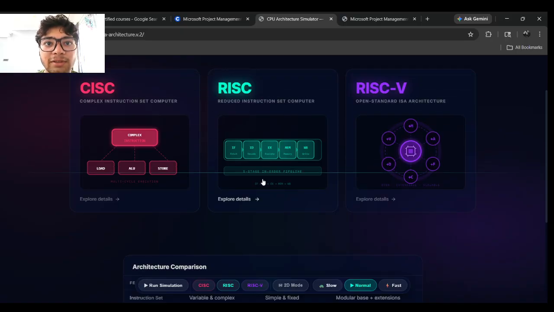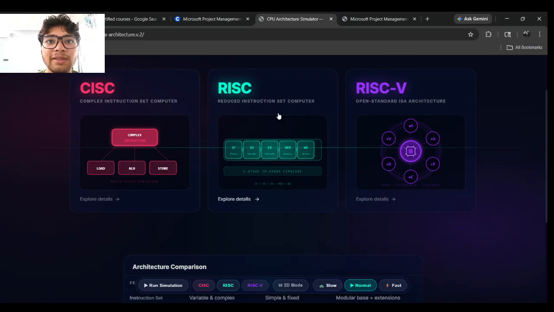Now we move to RISC architecture, which stands for Reduced Instruction Set Computer. In contrast to CISC, RISC uses simple and uniform instructions, where each instruction is executed in a fixed number of steps. Here, we can clearly observe the pipeline stages: fetch, decode, execute, memory, and write back. The most important concept here is the pipeline. Instead of executing one step at a time, multiple instructions are processed simultaneously at different stages. For example, one instruction is being fetched, another is being decoded, and another is being executed. This parallel processing significantly improves performance and throughput.